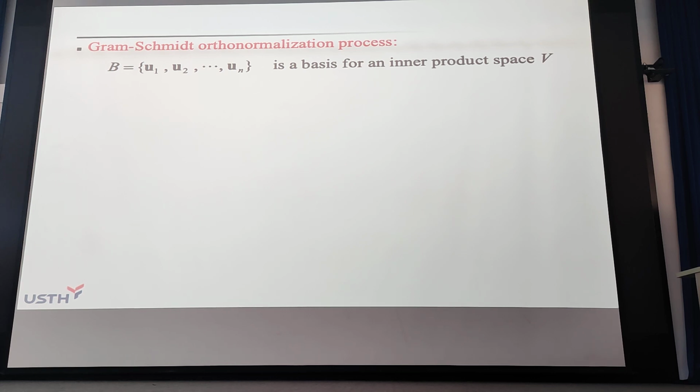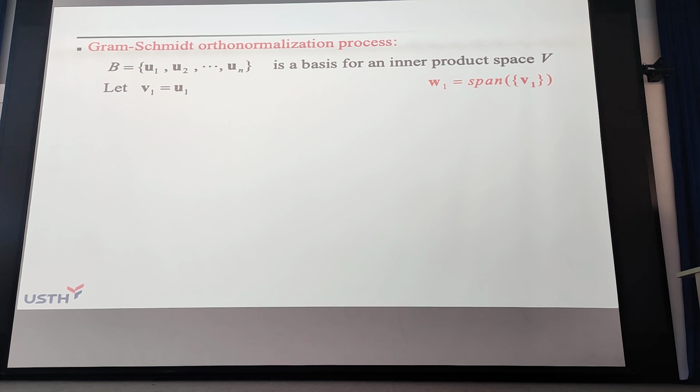So it consists of so many steps. I will explain to you step by step. The first step, you choose V1 equal U1. That is the first step. It's the easiest step. Then you call W1 the subspace of V spanned by the vector V1.